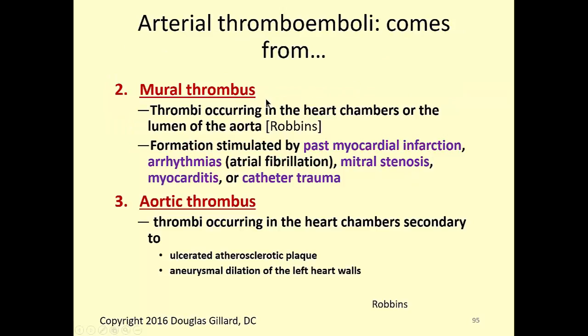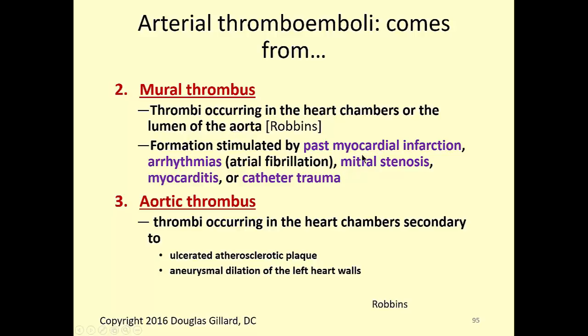A mural thrombus. What the heck is a mural thrombus? These are thrombi that come off the chambers of the heart, or off the lumen of the aorta. Most of the research says the aorta is okay. We'll include the aorta, but not the other vessels. Probably just the ascending aorta. I probably should have added that in there.